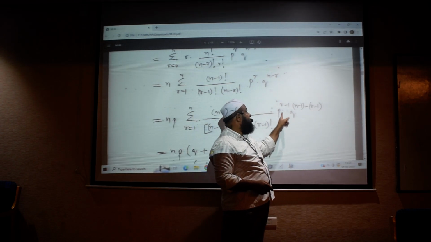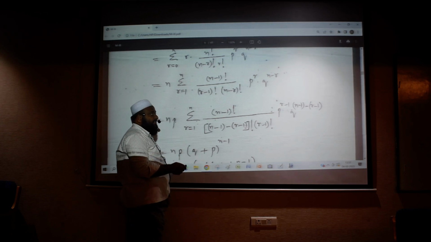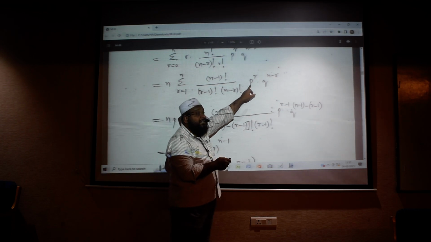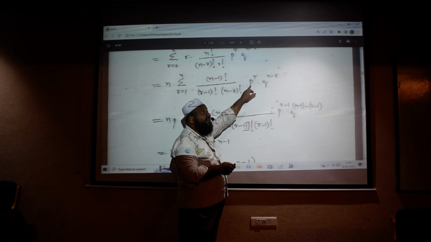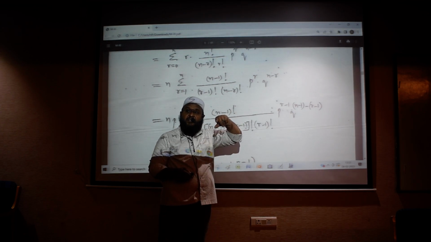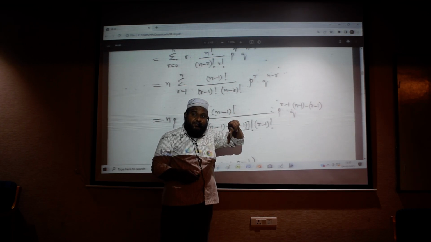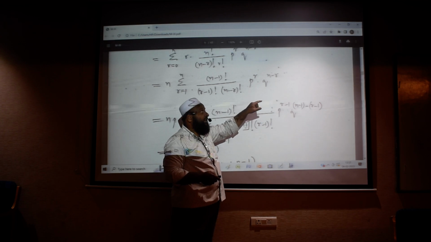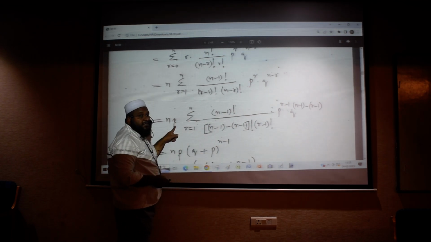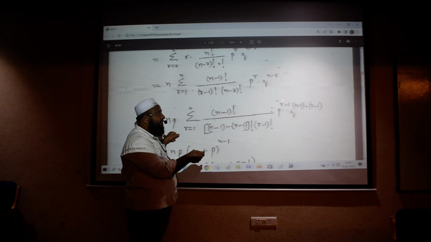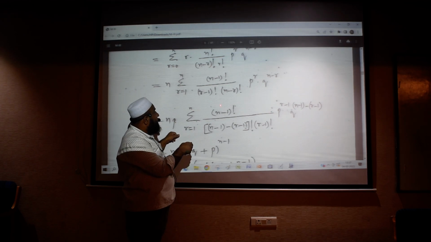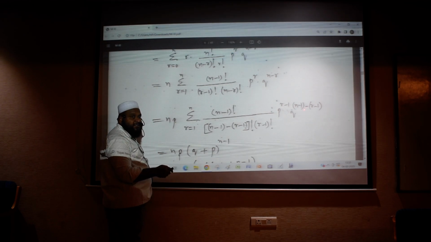Yes, sir. n minus r. p power r minus 1 is as it is. But what has taken place? p to the power of r. That p to the power of r can be written as p into p to the power of r minus 1. That p has come out here. So left over with p to the power of r minus 1. So are you clear up to this place? Yes, sir. Very nice, good.